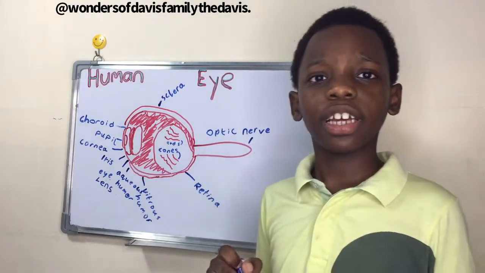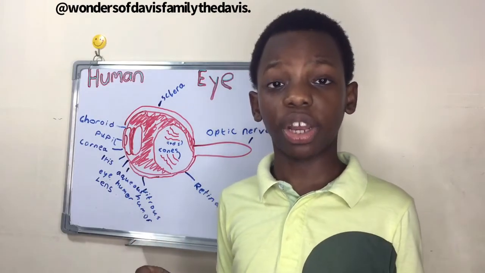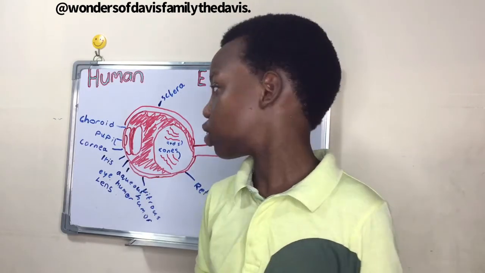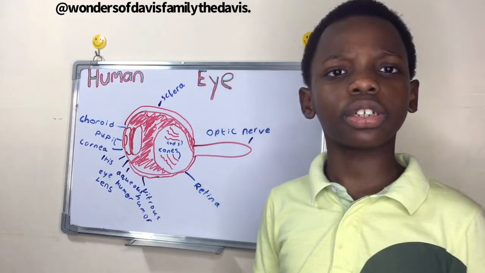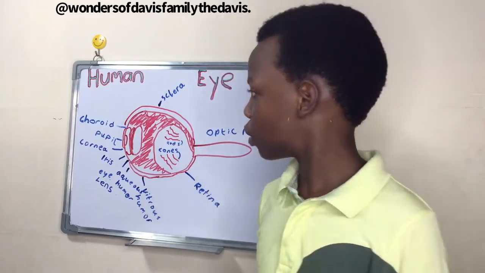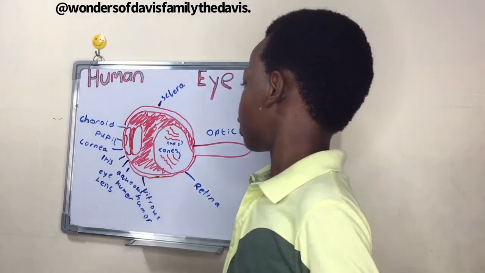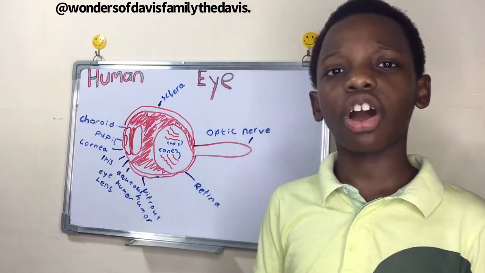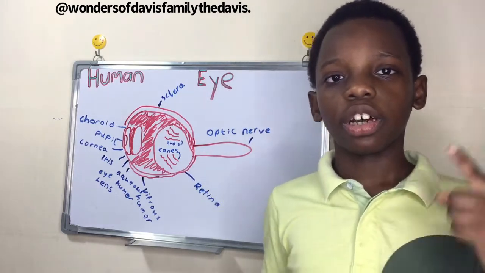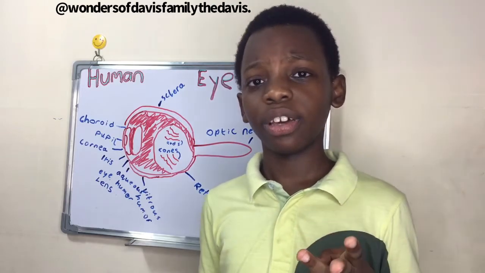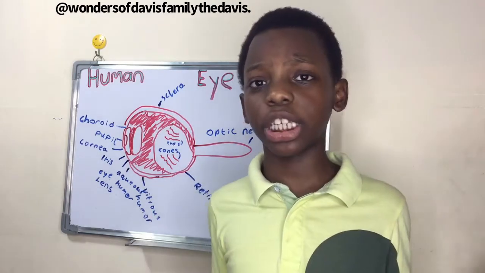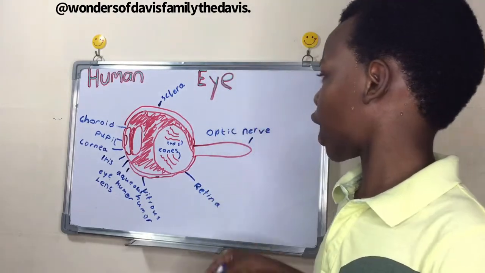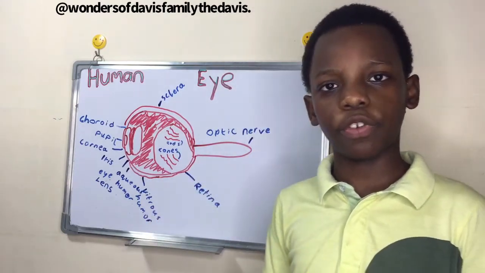So rods can see black and white and gray, like almost a million, to be exact, shades of gray. And it also takes care of your peripheral view. After that, we have the cones, which take care of the colors that you see. But they come in 3 colors, which are red, blue, and green. And each of these colors equal like magenta or yellow or all the other colors you can see. So they take care of your color vision.